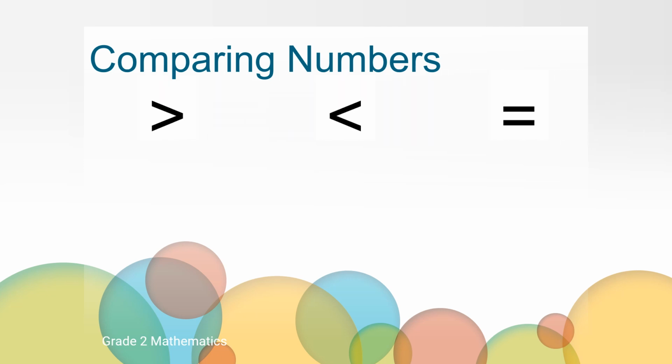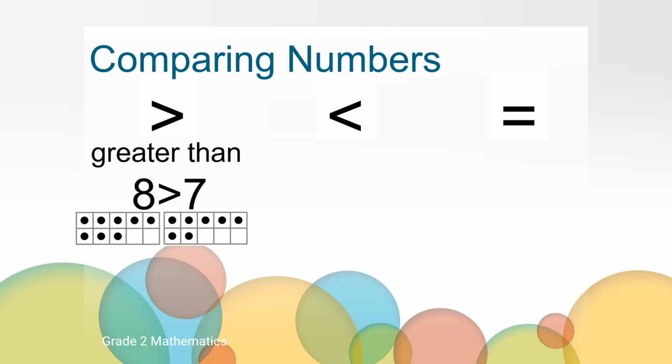What does the first symbol mean? Greater than. If a number has a larger value, we say it is greater than and use the greater than symbol. We can prove it by looking at an example of 8 and 7. 8 has more dots, so it has a bigger value than 7 dots, so 8 is greater than 7.